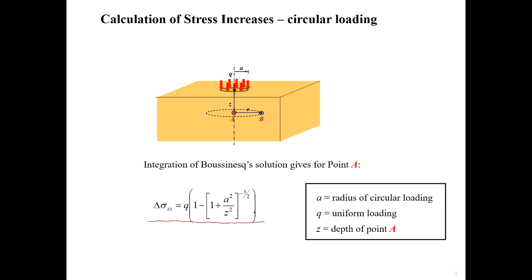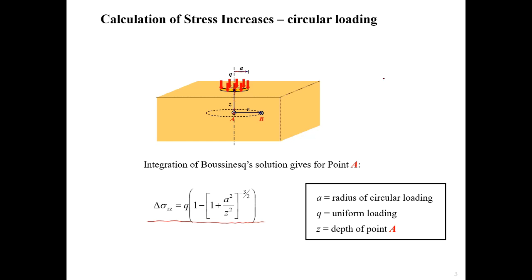Within this solution, A is the radius of the circular loading. Q is the uniform loading, the uniform surcharge on this circular area. And Z is the depth of point A, the vertical coordinate of this point A. This is only for the stress increase at point A, which is below the center of the circular loading.